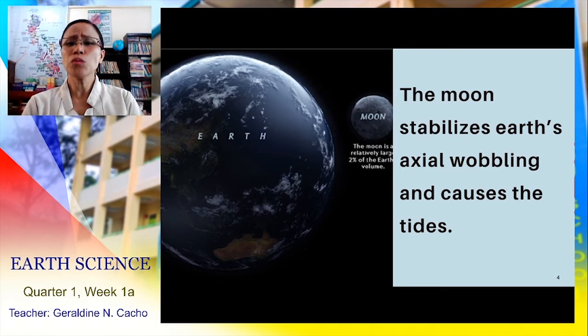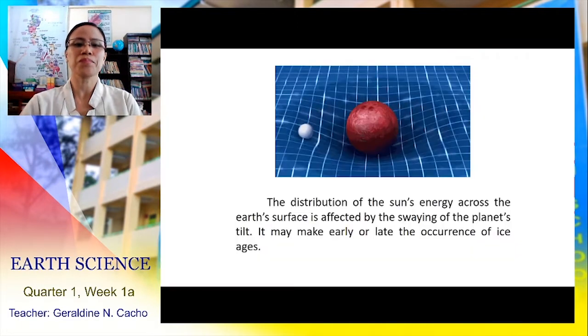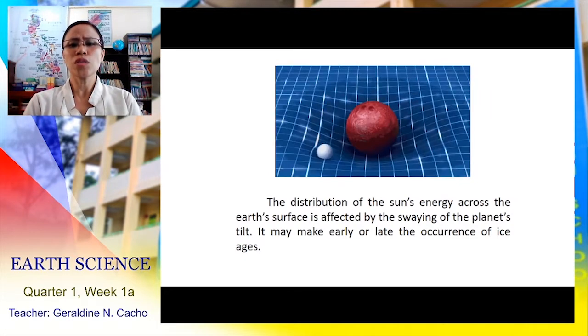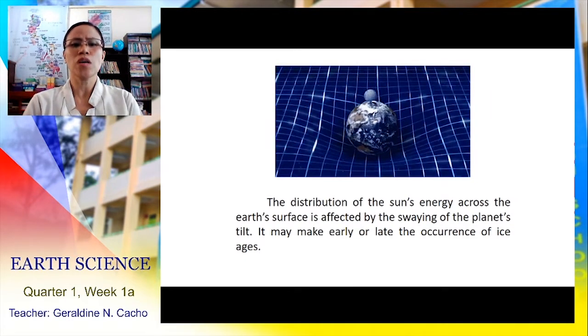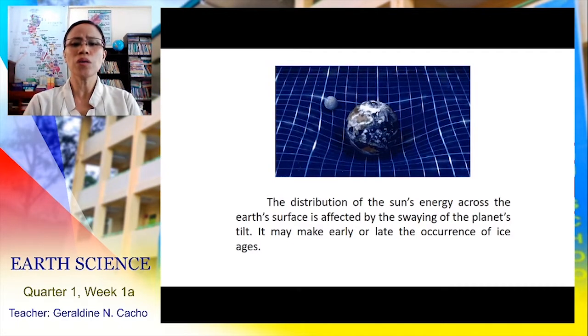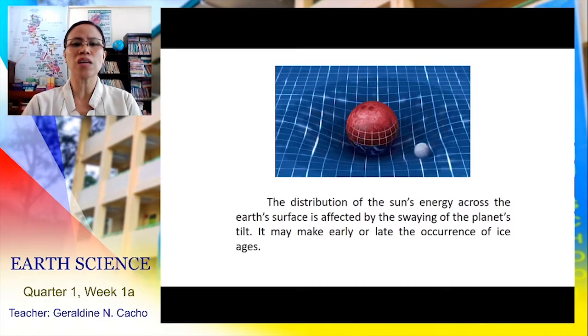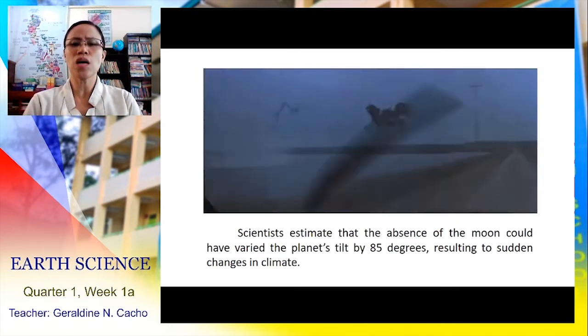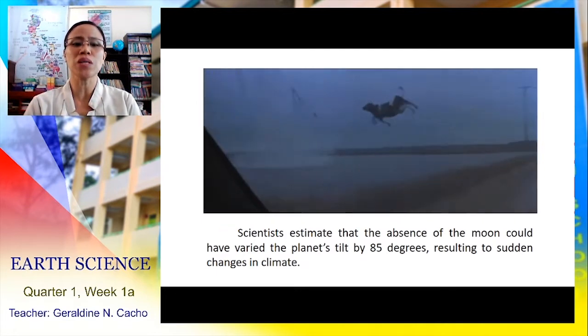We also have our moon. It stabilizes our planet's wobbling and causes the tides. The distribution of the sun's energy across the Earth's surface is affected by the swaying of the planet's tilt. It may make the occurrence of ice ages earlier or later. Scientists estimate that the absence of the moon could have varied the planet's tilt by 85 degrees, resulting in sudden changes in climate.